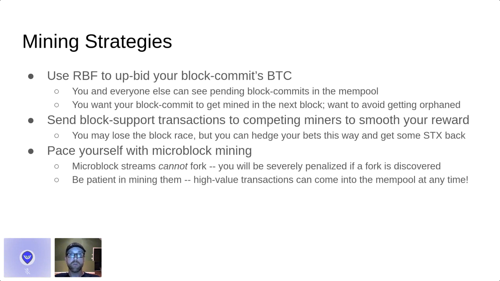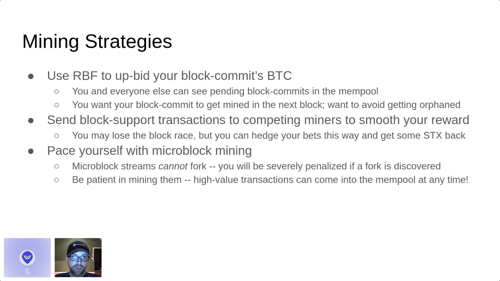And you should try to use replace by fee to upbid your block commits on Bitcoin, as well as to try to increase the fee so that there's an even higher and higher chance of the Bitcoin miner taking your block commit transaction into the next block. See, you and everybody else can see this, so eventually everyone will reach an equilibrium where they send the transactions at exactly the value that they think will get them mined according to whatever private risk profile they have here. But you really do want your block commit to get mined in the next block, otherwise you risk getting your Stacks block orphaned, even if it is selected later on.